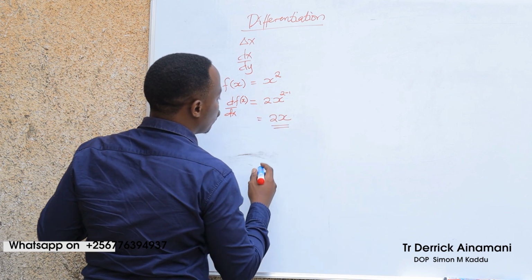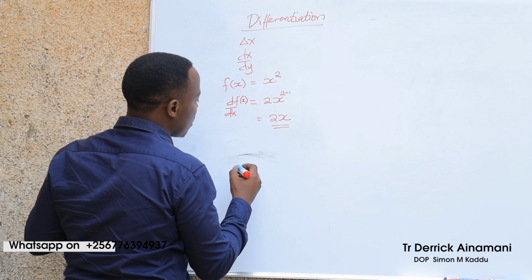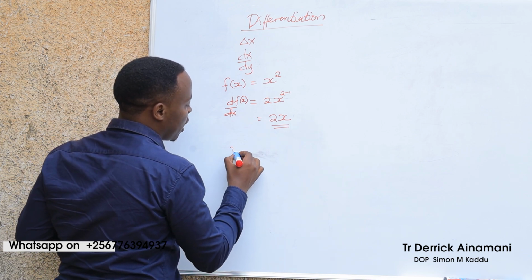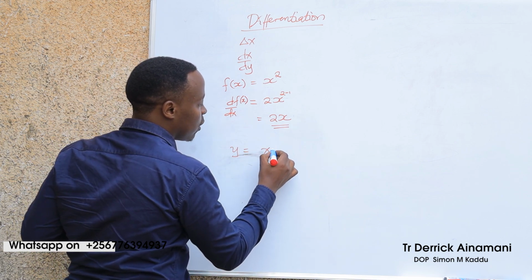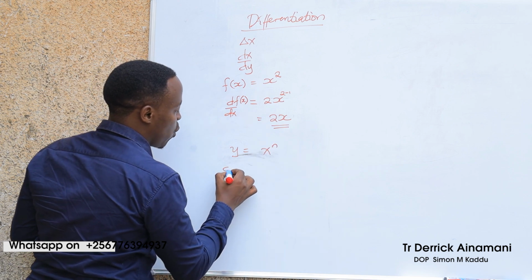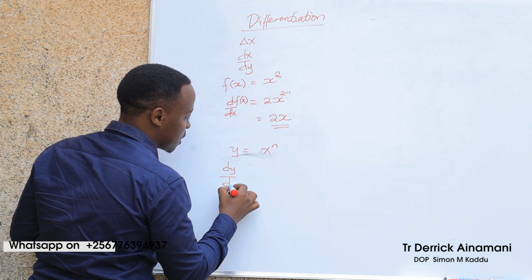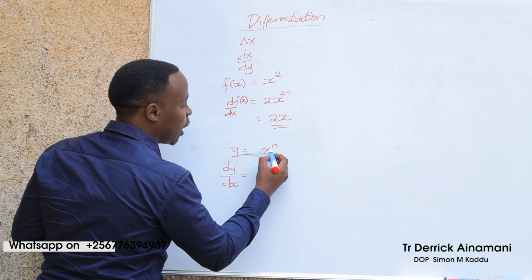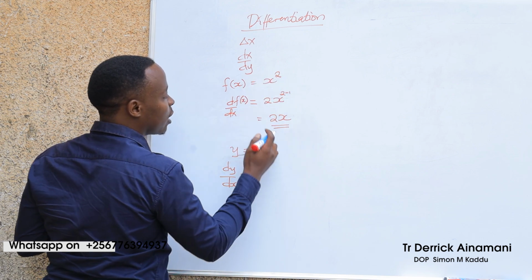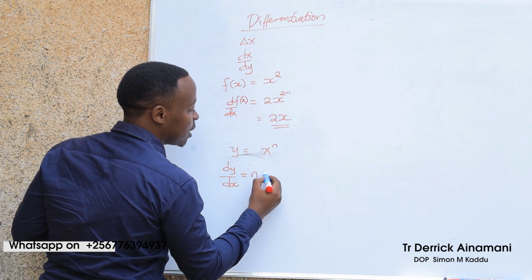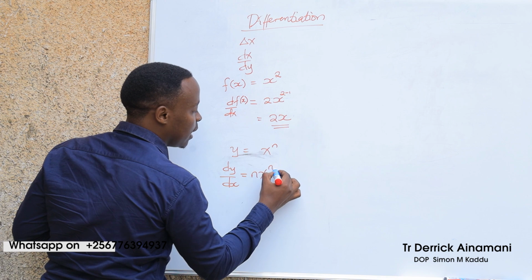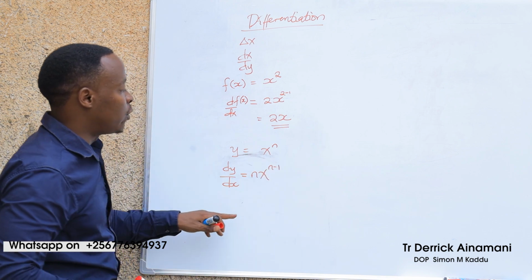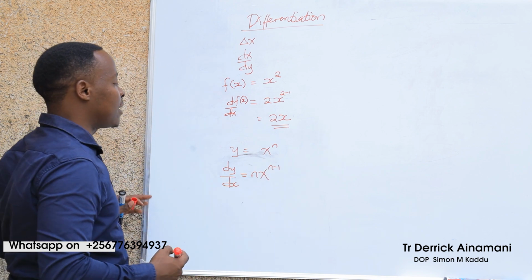The best way to show it would be, if I'm given y is equal to x to the power n, then dy/dx would be equal to n, like we did here, the 2 comes down. So n comes down, then x, then n minus 1. Here we have differentiated.